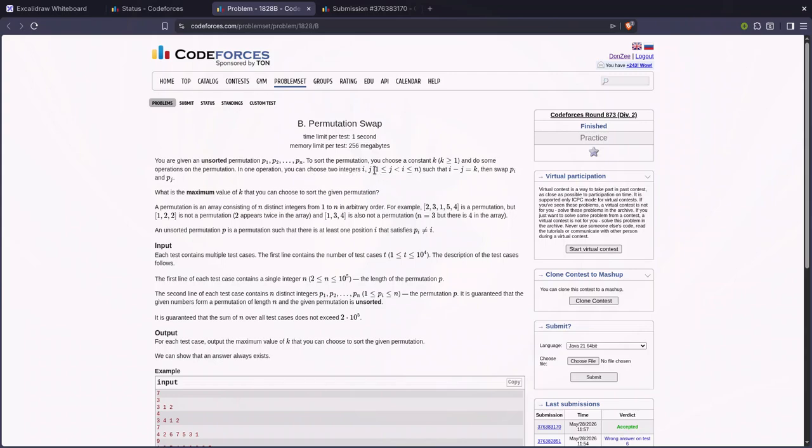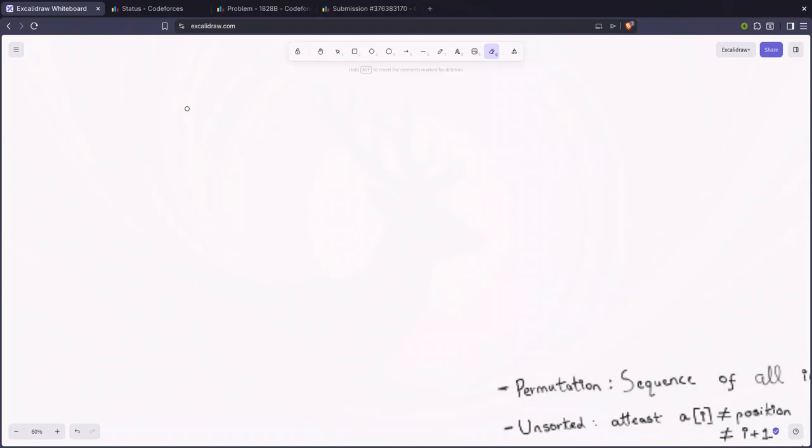The operation is that you can choose any index i and j such that i minus j is k and then swap the elements at i and j. Find the maximum value of k for which you can sort any permutation. So let's write down the given things.